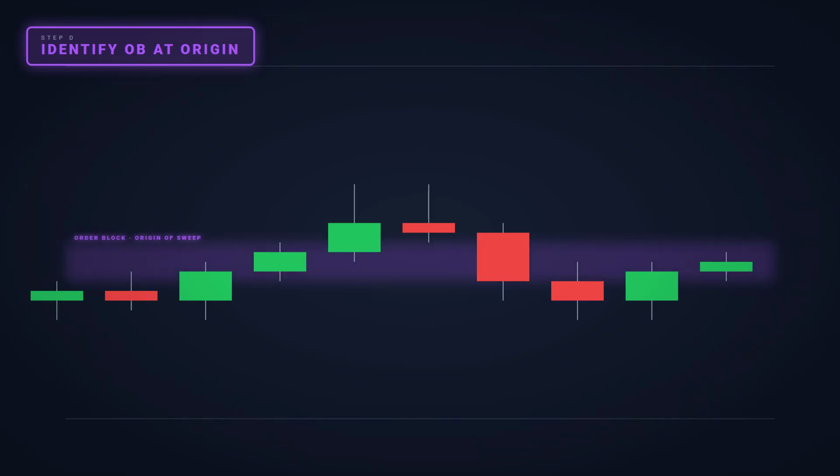I'm drawing this OB on screen right now. You can see it sitting just below where the sweep impulse originated. Clean, unmitigated, preceded by a sharp move upward that swept the liquidity above. Step D confirmed. Step E, wait for price to return to the OB.